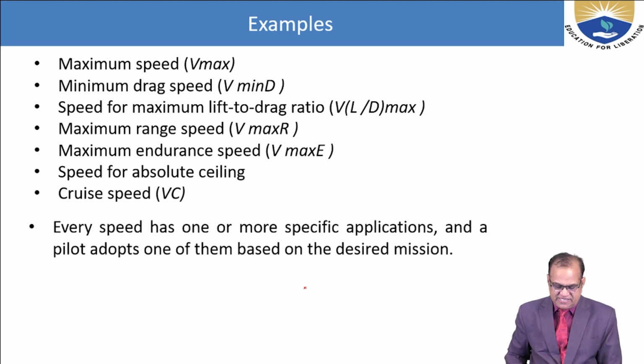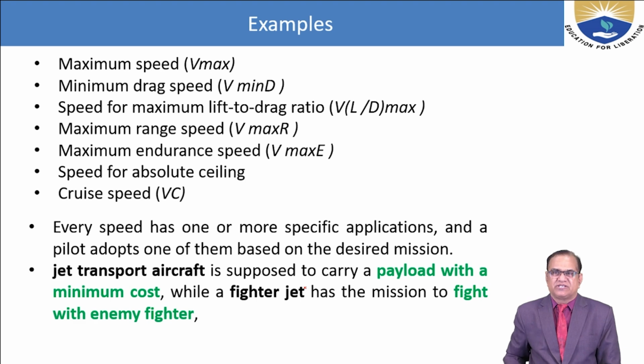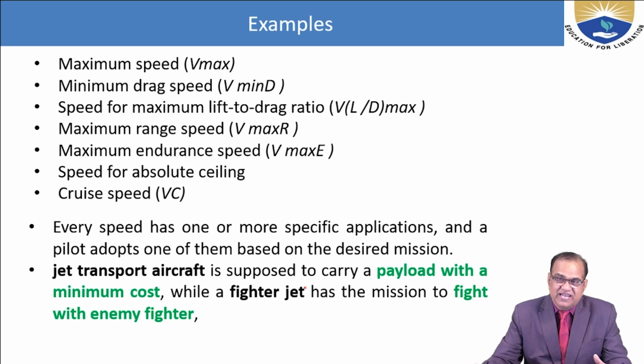Every speed has one or more specific applications, and a pilot adopts one of them based on the desired mission. A jet transport aircraft is supposed to carry a payload with a minimum cost, while a fighter jet has the mission to fight with enemy fighters. So for different aircraft, we have different missions.